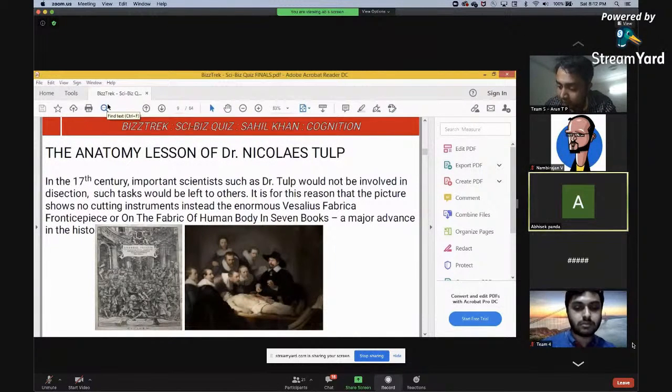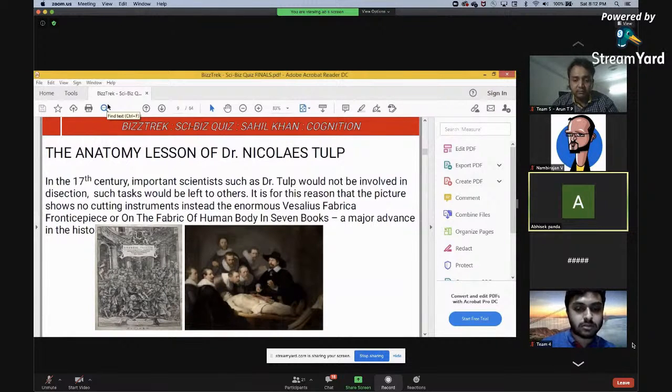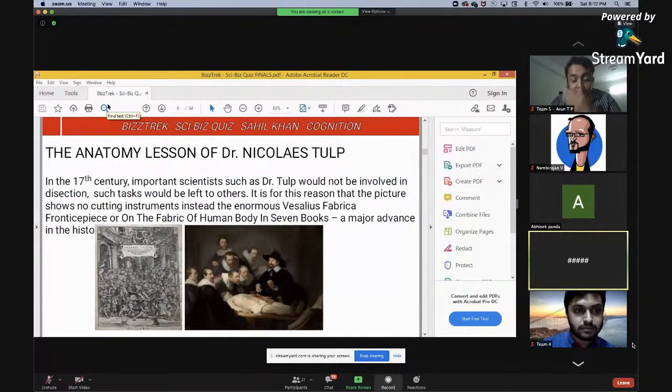And what's the status on pounces? Team 3 pounced and texted me first textbook of anatomy. But I specifically wanted the anatomy lesson of Dr. Nicholas Tulp, so minus 10 to them. Okay, so this was answered by team 5. Question number 3 would be a direct for team 6.